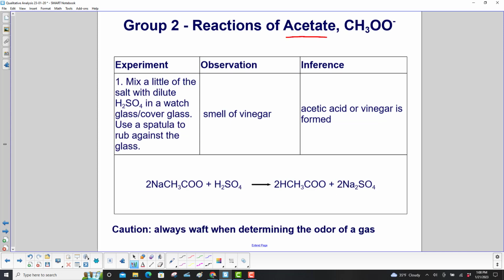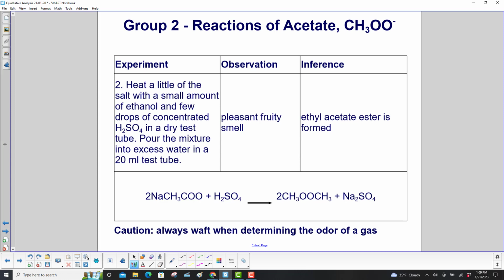Now we have reactions of acetate. 1. Mix a little of the salt with dilute sulfuric acid in a watch glass. Use a spatula to rub against the glass. Observation: smell of vinegar. That means that acetic acid, also known as vinegar, is formed. Caution: always waft when determining the odor of a gas.